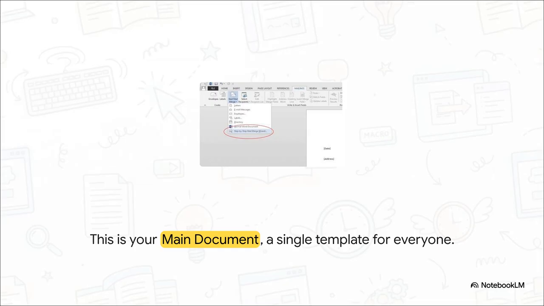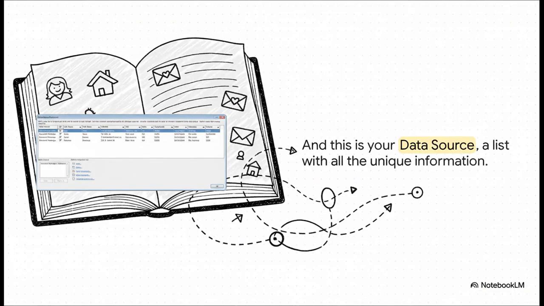Okay, so the first piece of the puzzle is your main document. You just write the letter one time, leaving these little placeholders where the unique info is going to go. Seriously, think of it as your master copy. And the second piece? Your data source. This is nothing fancy. It's usually just a simple spreadsheet. You've got columns for first name, last name, address. You get the idea. This little list is where all that awesome personalization comes from.